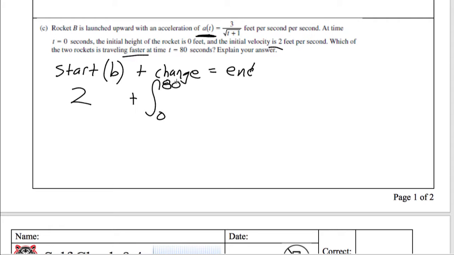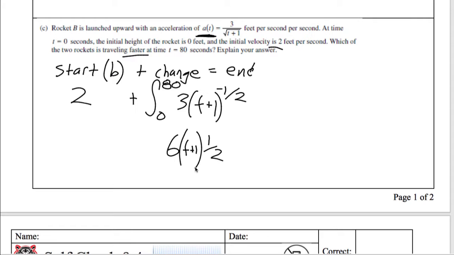And it's going to be this function, 3 divided by... I can simplify this already because we know that we don't like fractions. We don't like square roots in this class. So this is going to be 3 times t plus 1 all to the power of negative 1/2. So I need to take the antiderivative. That means this gets added to 1, so this is going to turn into 1/2, divide down. So it's going to be 6 times t plus 1 all to the 1/2, and that's going to be evaluated between 0 and 80.